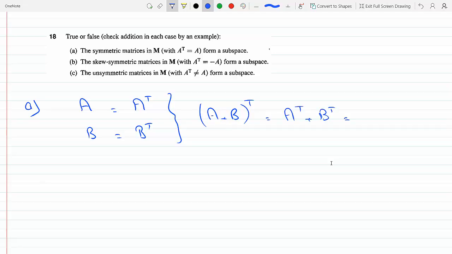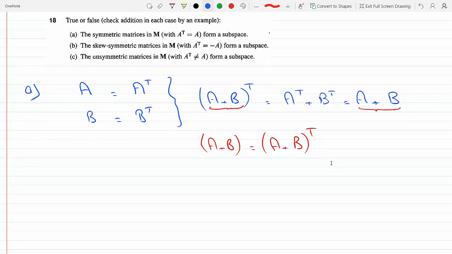However, A transpose equals A because A is symmetric, and B transpose equals B because B is symmetric. So in other words, when we add matrices A and B, we get a matrix equal to its transpose. If we proved that A plus B equals (A plus B) transpose, that proves that it's closed under addition.